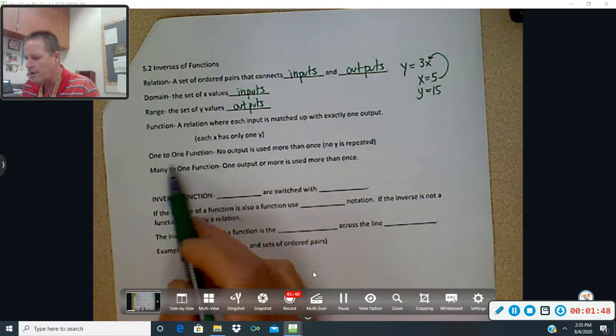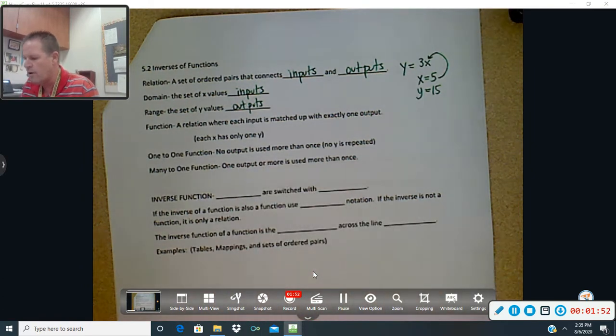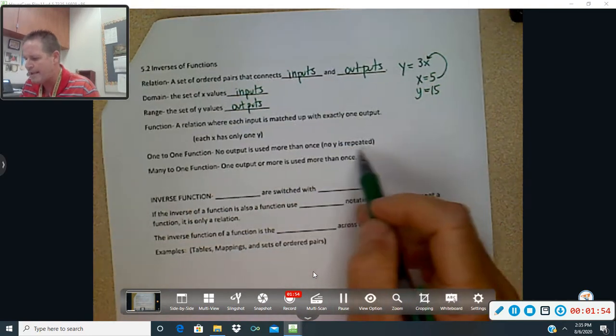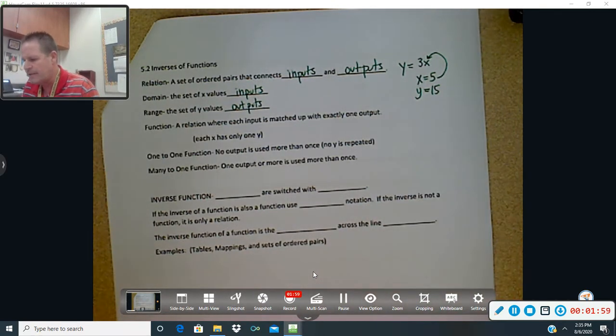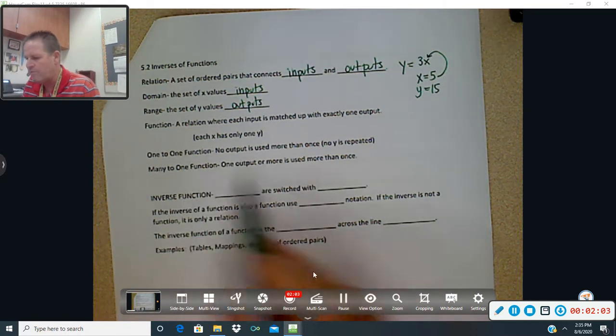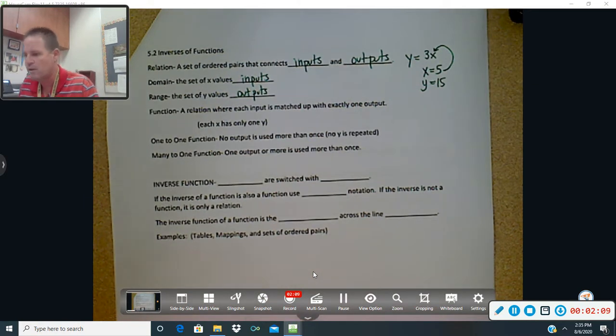Now a one-to-one function, no input is used more than once. No y is repeated. Okay, so we'll look at that. Like I said, my example is kind of guys and girls going to the dance. And a many-to-one function, one output or more is used more than once. And again, I'll get into all these examples here for you so you see it very clearly.